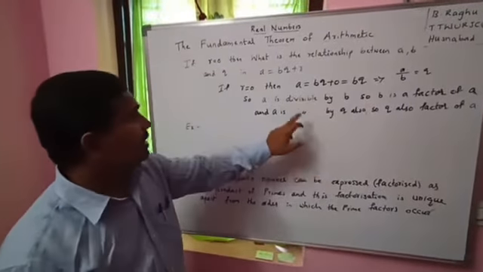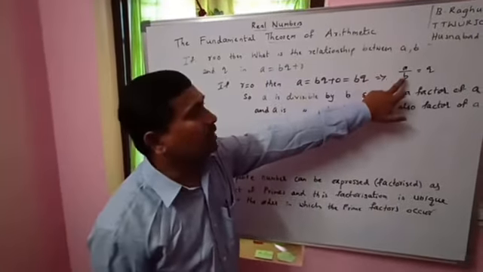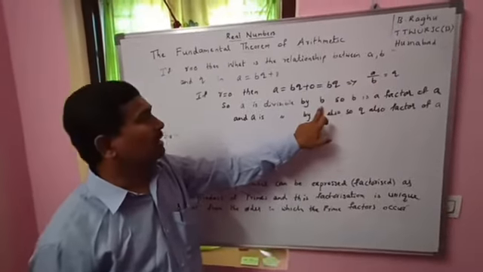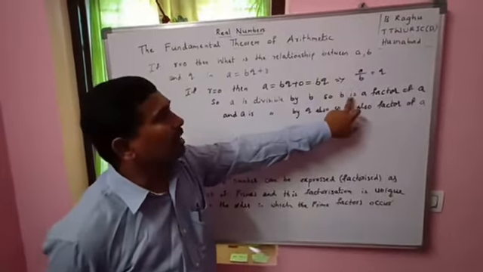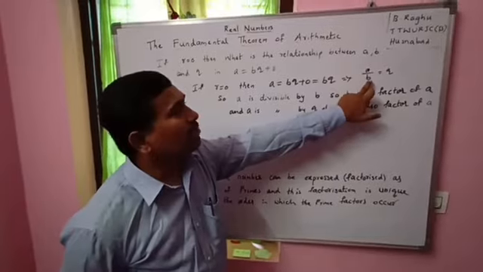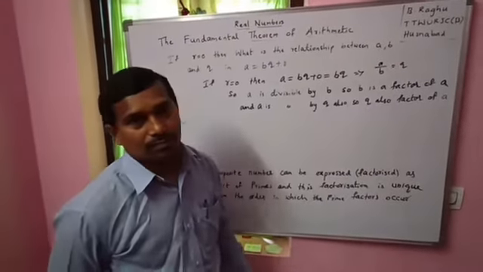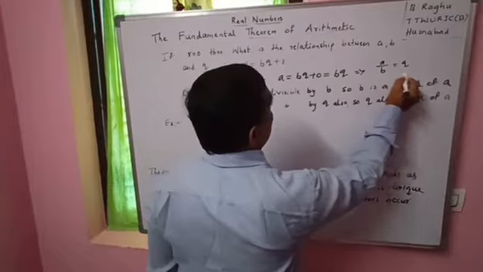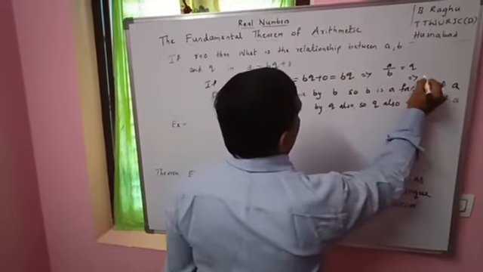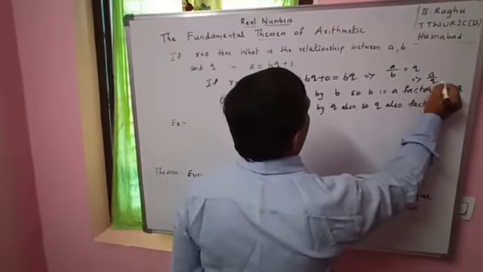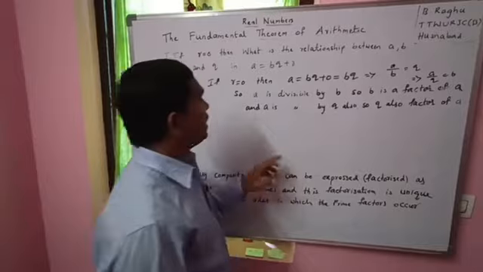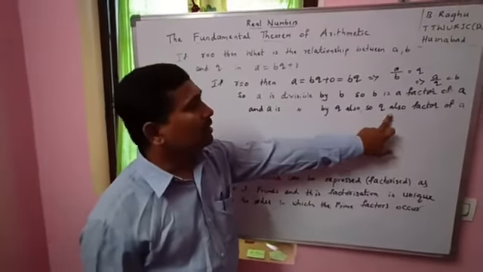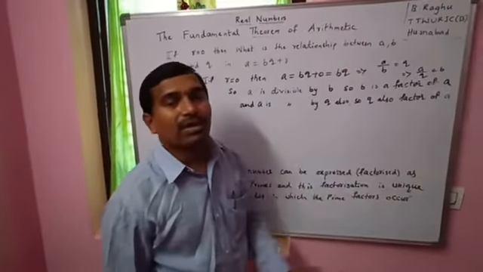That means here A is divisible by B. If A is divisible by B, we can say B is a factor of A. Or here we can write A by Q equal to B. So here also A is divisible by Q, so Q is also a factor of A.